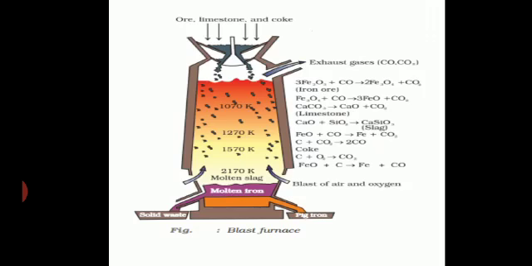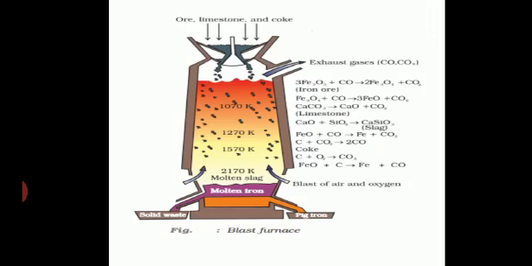You can see the double cup and cone arrangement at the top, and we have three zones here actually: the combustion zone, the reduction zone, and the slag formation zone. Another zone can also be mentioned, the zone of fusion. The combustion zone is the lower zone where the blast of air and oxygen is passed.